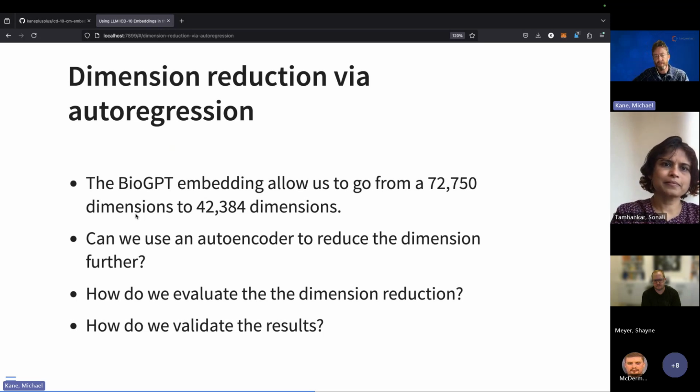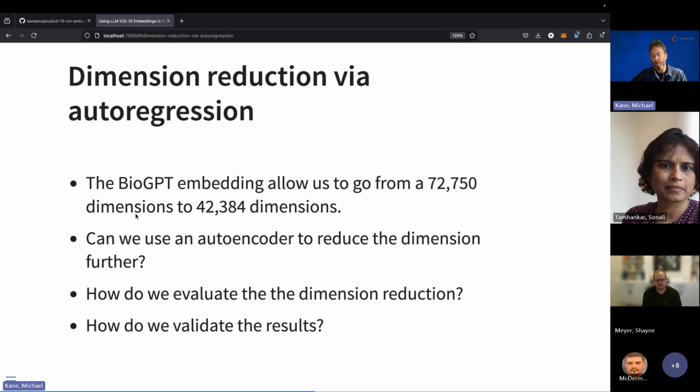So rather than 42,384, that's still a lot. It's still a really high dimensional problem. We're going to use an autoencoder to reduce the dimension further, right? At this point, we used an LLM, and I felt like we were all in on deep learners for this project. So of course, we're going to use an autoencoder.